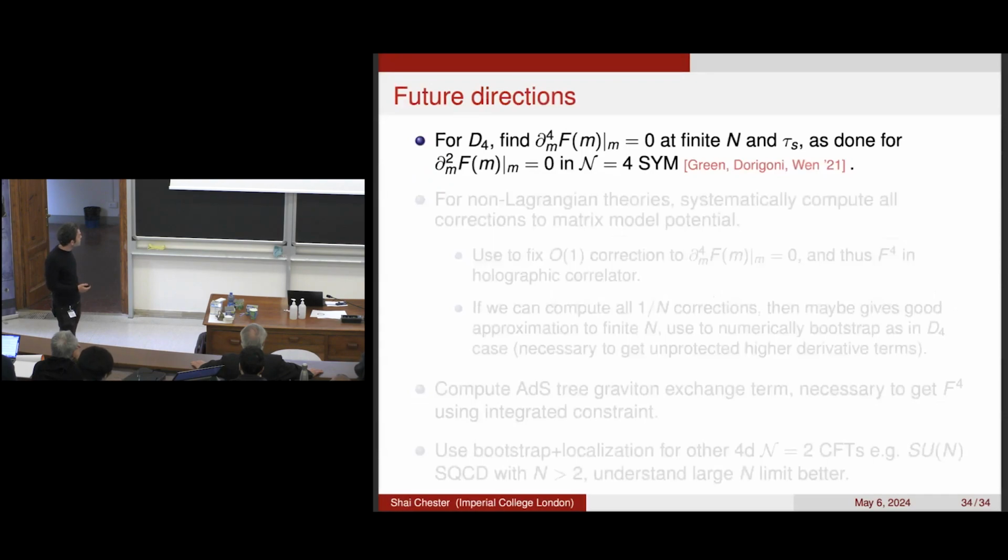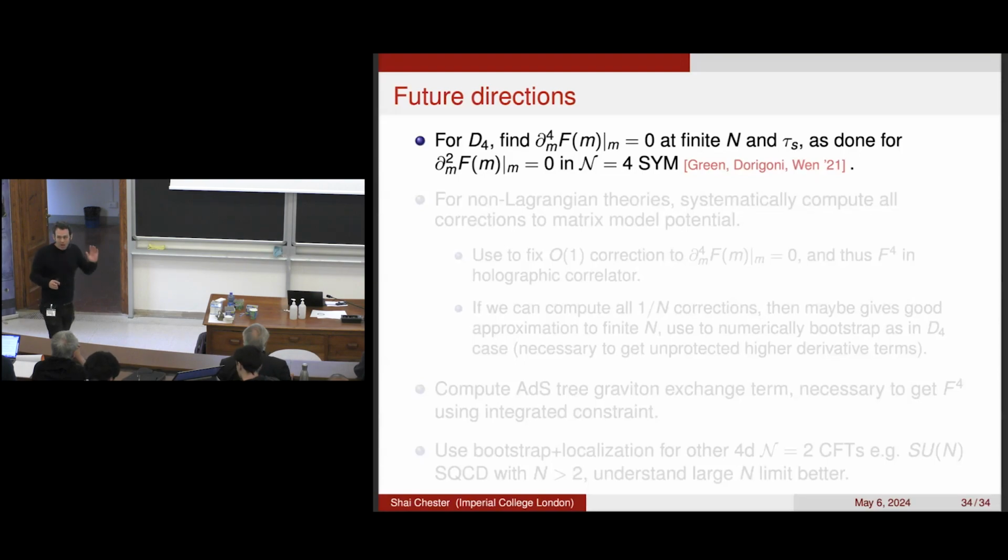So, future directions. First of all, for the D4 theory where we have a Lagrangian, it would be nice if we could find a finite n and finite tau generalization of these mass derivatives. This was done in N=4 super Yang-Mills for the 2 mass derivative case by Daniela, Konkow, and Michael. Considering that this theory seems to be much simpler, hopefully it should be even easier to find the finite n, finite tau than it was here.